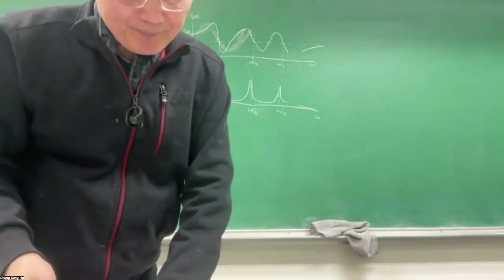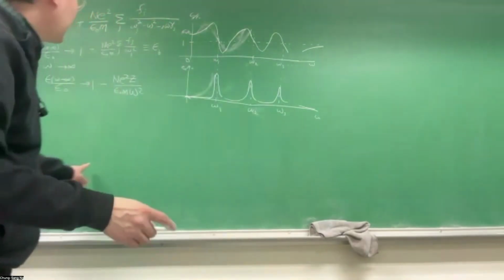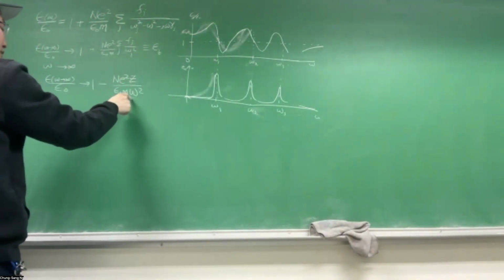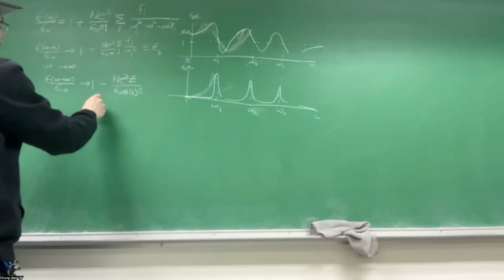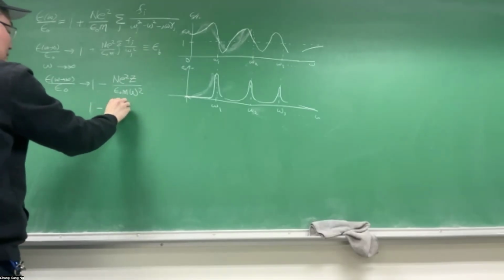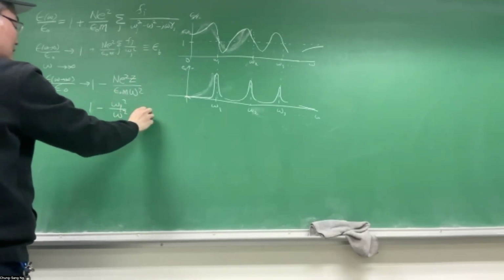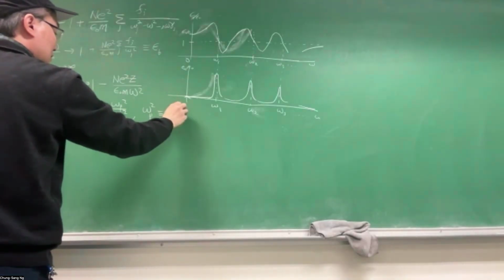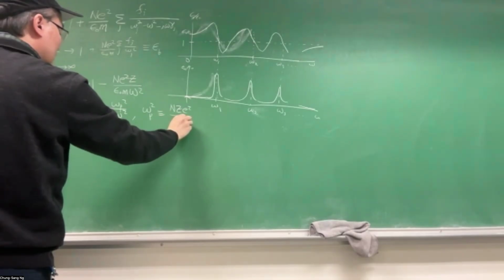And this coefficient in front of the 1 over omega squared term, we can define that as what we call the plasma frequency squared, because it obviously has the dimension of frequency squared. So omega sub p squared is defined as n Z e squared over epsilon 0 m.